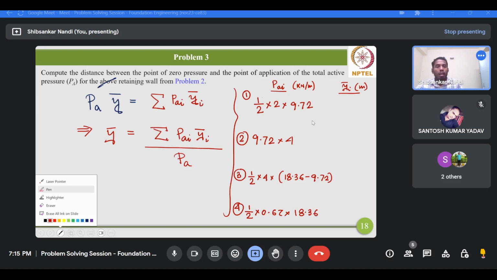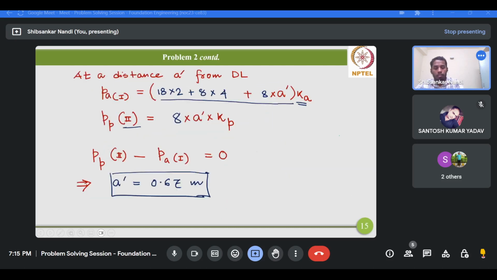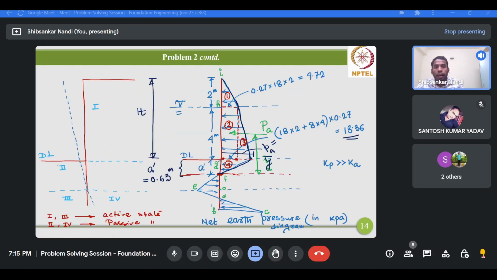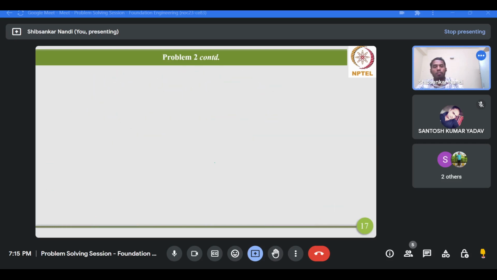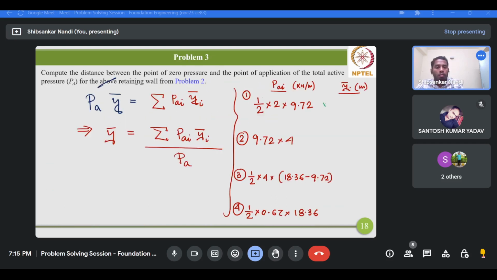Now the lever arm value we will calculate. For the top triangle, that is 1, its CG is basically at a height of 2 by 3 from this level, from the water table, 2 by 3. So 2 by 3 plus 4 plus 0.67.